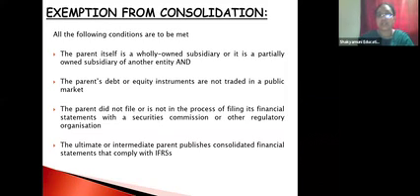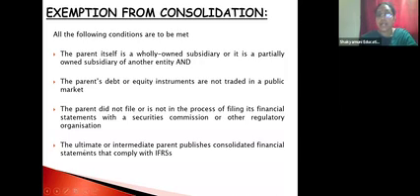That means the parent should not file, or should not be in the process of listing with the Securities Commission, that means SEBI or other regulatory organizations or stock exchanges. It should not file, or it should not be in the process of listing. If it is in the process of listing, no exemption. If it is not in the process of listing, there is an exemption.